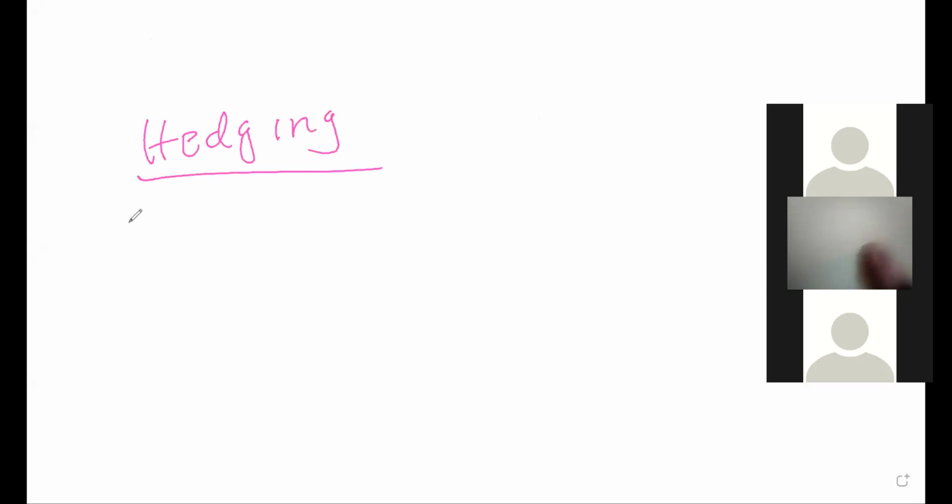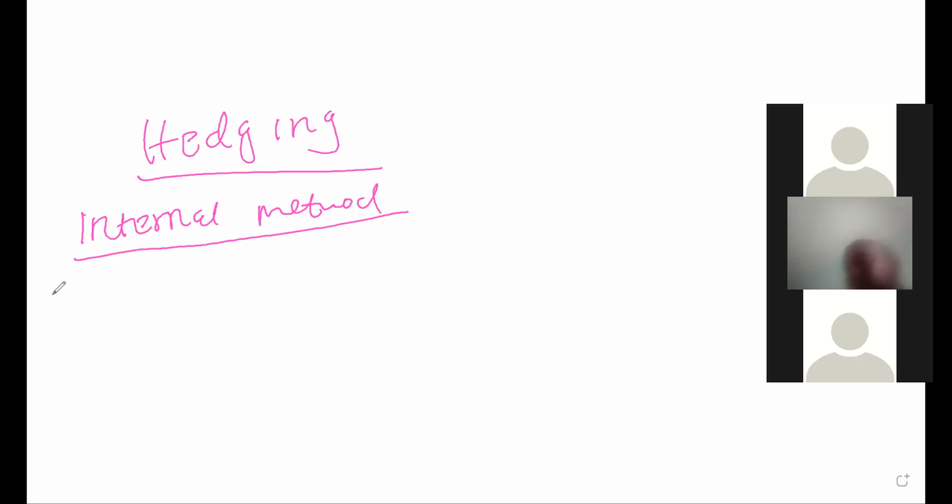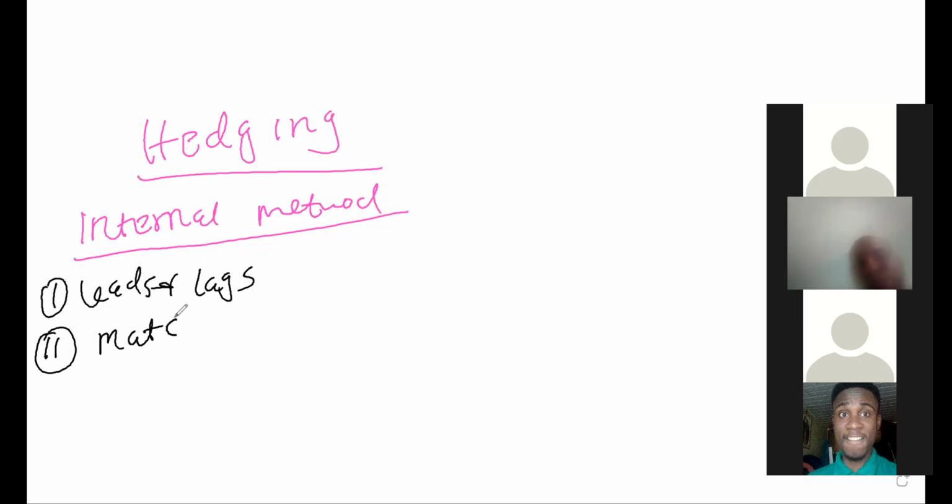We talked of internal methods. Someone to remind us of the internal methods which a company can use to manage exchange rate exposure. One is leads and lags. You can pay early or delay payments. Number two, there's matching. You match payables and receivables to mature at the same date.